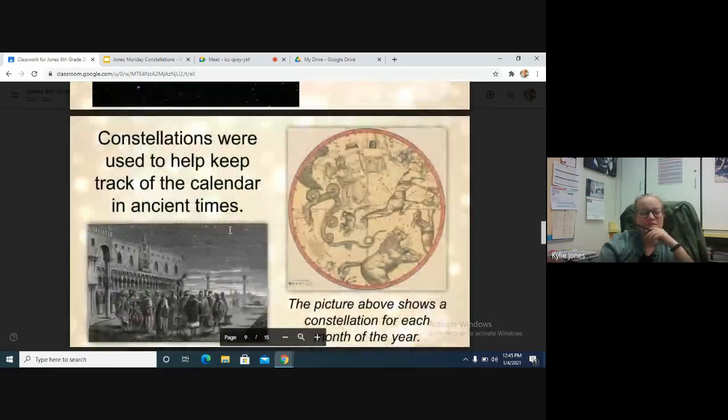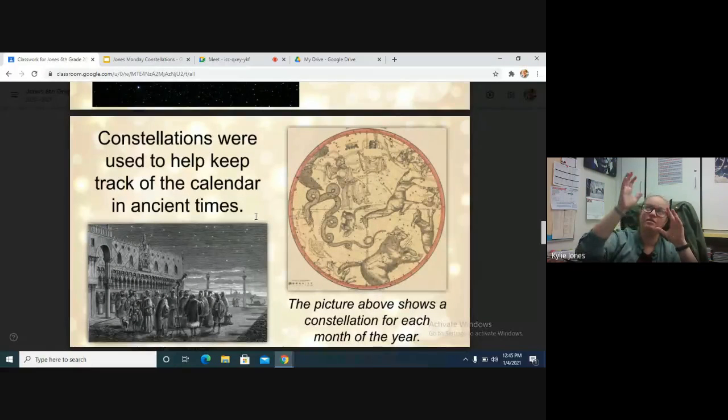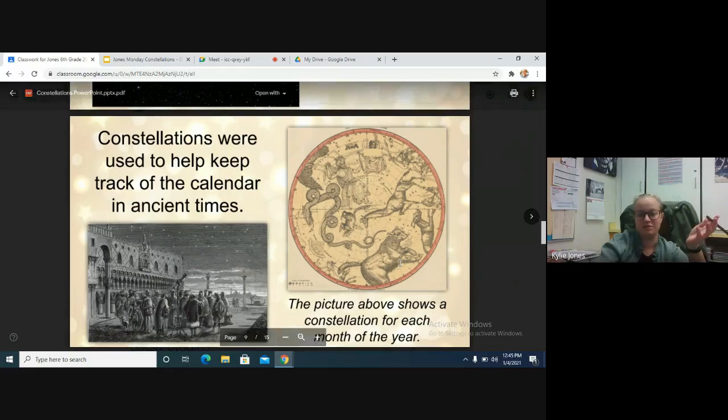Constellations were used to keep track of the calendar in ancient times. So they would look at the stars and be like, okay, they have moved this much. This is the amount of time that has passed. And this picture right here shows the different constellations for different times of the year, which is pretty cool.